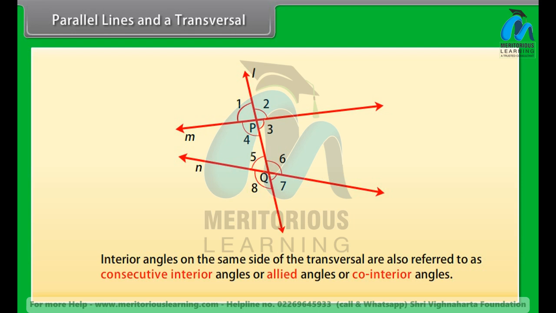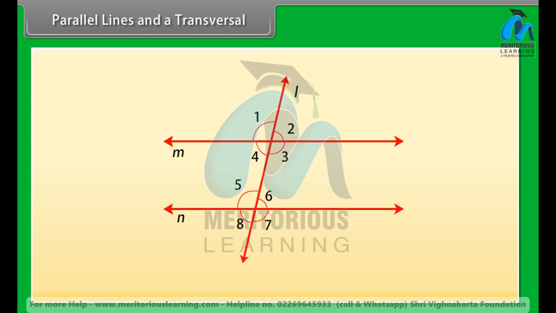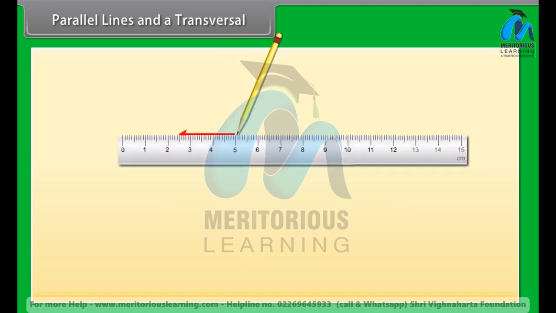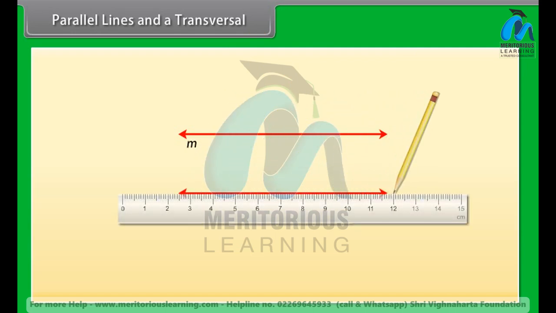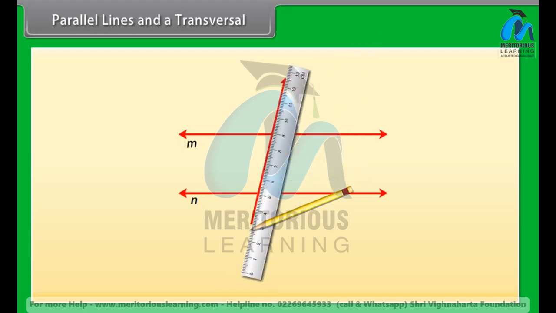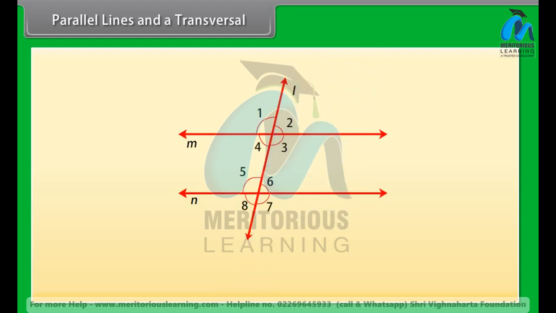Now let us find out the relation between the angles in these pairs when line M is parallel to line N. So, with ruler and pencil, draw two parallel lines along any two of these lines and a transversal to intersect them. Now, if we measure any pair of corresponding angles, we find that angle 1 is equal to angle 5, angle 2 is equal to angle 6, angle 4 is equal to angle 8, and angle 3 is equal to angle 7.